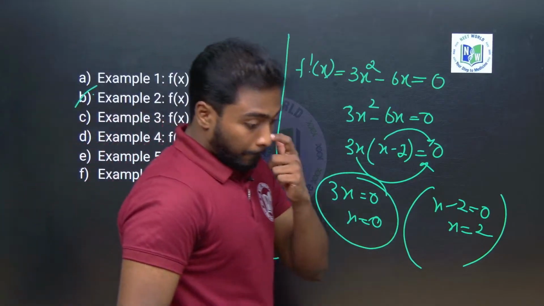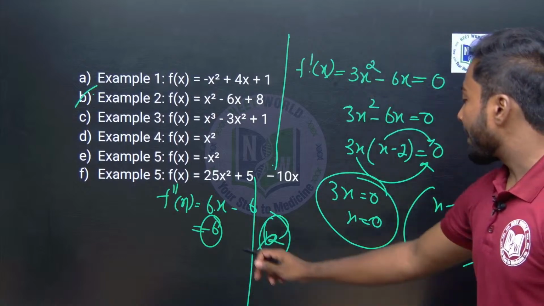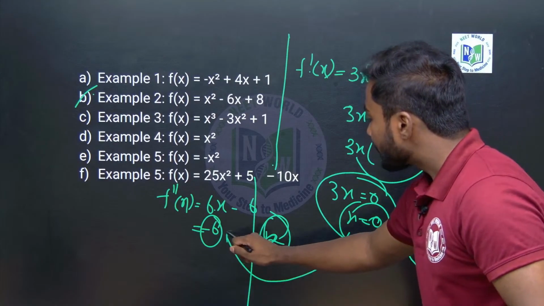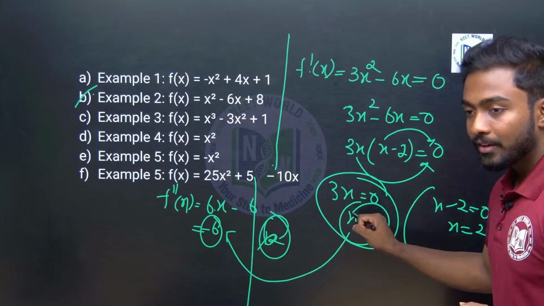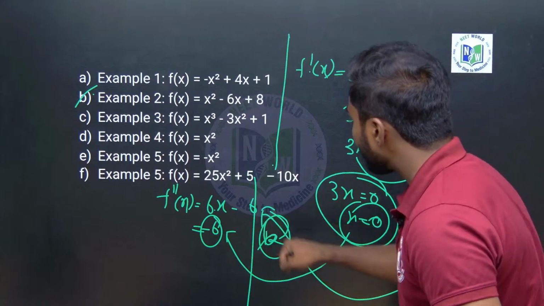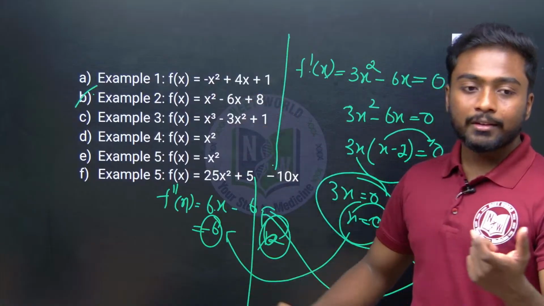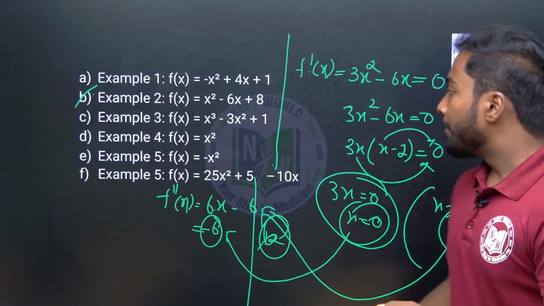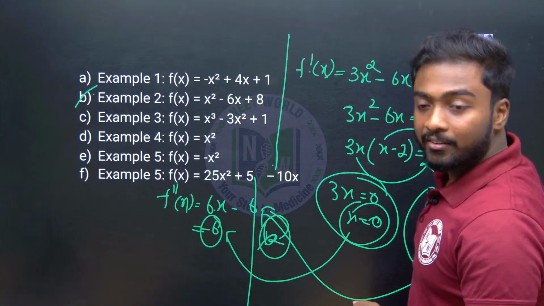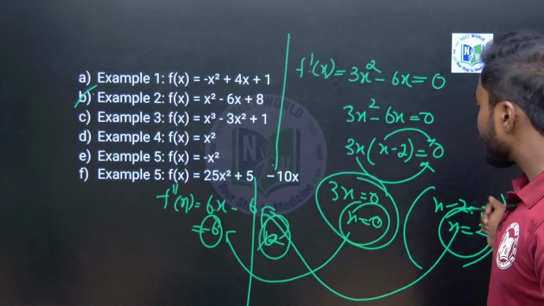Now I can say that it is minus 6 and 6. So at x equal to 0, the value is maxima. At x equal to 2, the value is minima. Understood? So in the first cases I got a direct maxima or minima at that point, but in the third case I got two values, x equal to 0 and x equal to 2. For x equal to 0 it is maxima, for x equal to 2 it is minima.